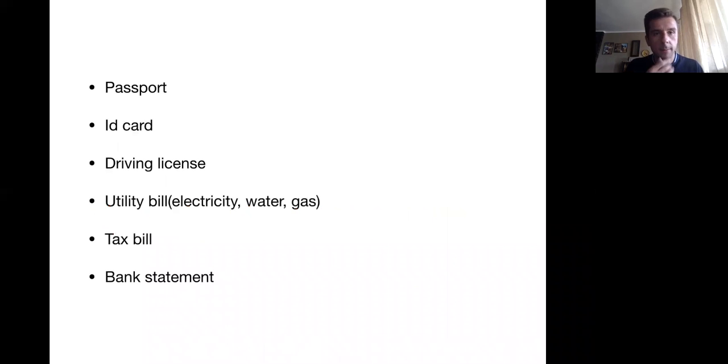Okay. So which documents are accepted? As you may see here, it's your passport, your ID card, your driving license, your utility bills, your tax bill, and your bank statement. Here is one trick which is very important. Actually, a couple of them. Let's start with the passport.